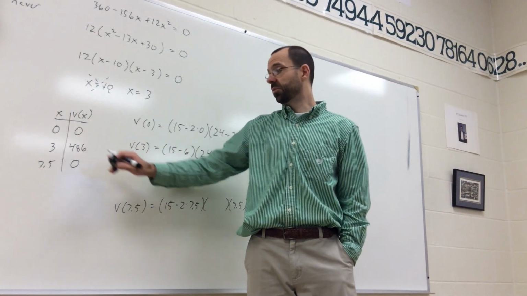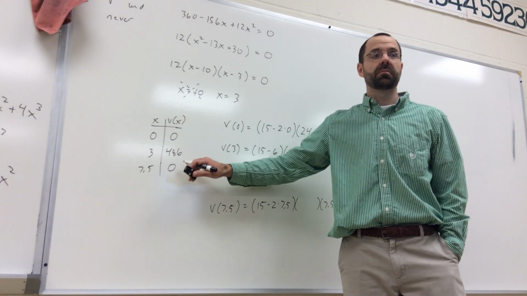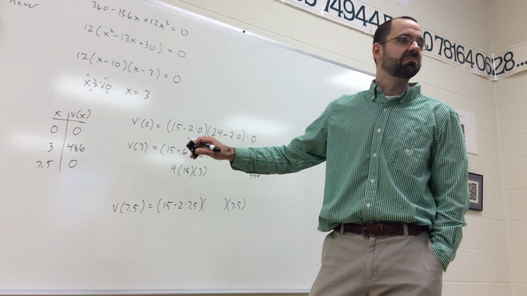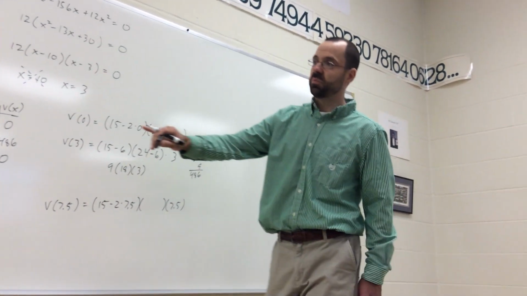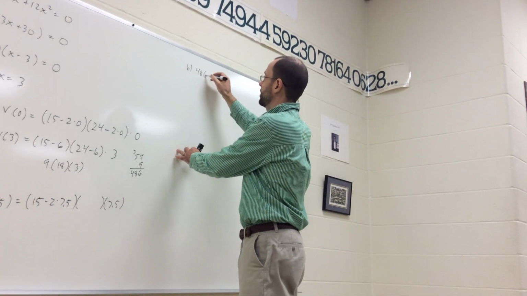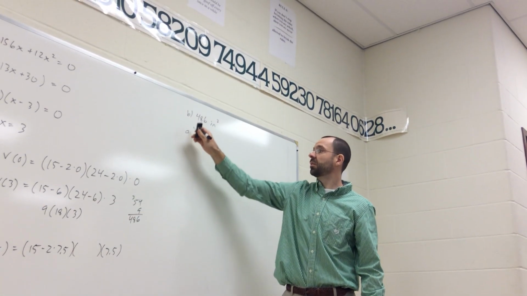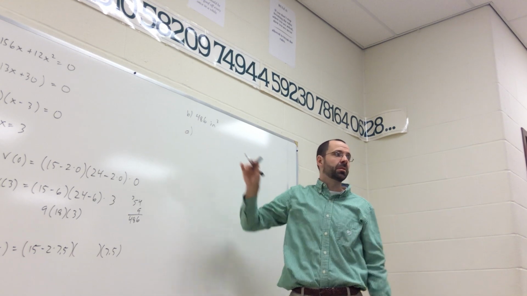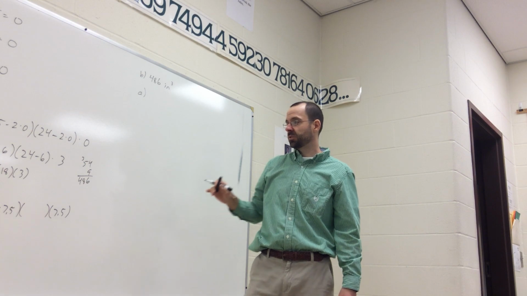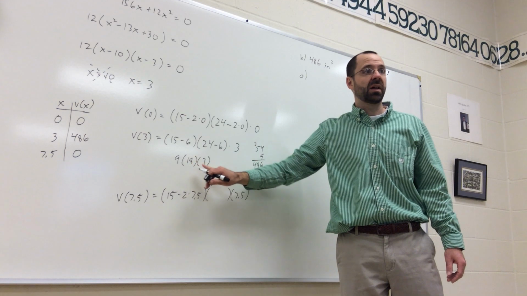So the maximum volume is 486, because it's the largest out of those three. So that's part B, right? Question B said find the maximum possible volume. So that's 486 cubic inches. And then part A says find the dimensions. The dimensions are the length and the width and the height. So that's 9 by 18 by 3.